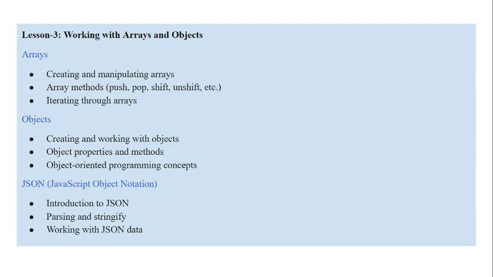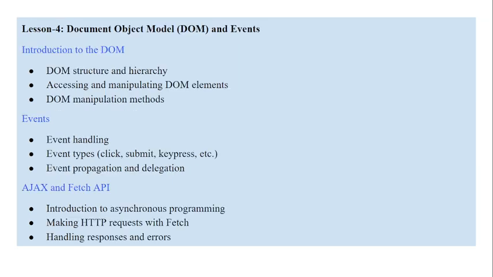And after that, we have JSON. JSON is JavaScript Object Notation: introduction to JSON, parsing and stringifying, and working with the JSON data. These objects and JSON are very important topics in chapter 3. And next, chapter 4, we have the Document Object Model and events.